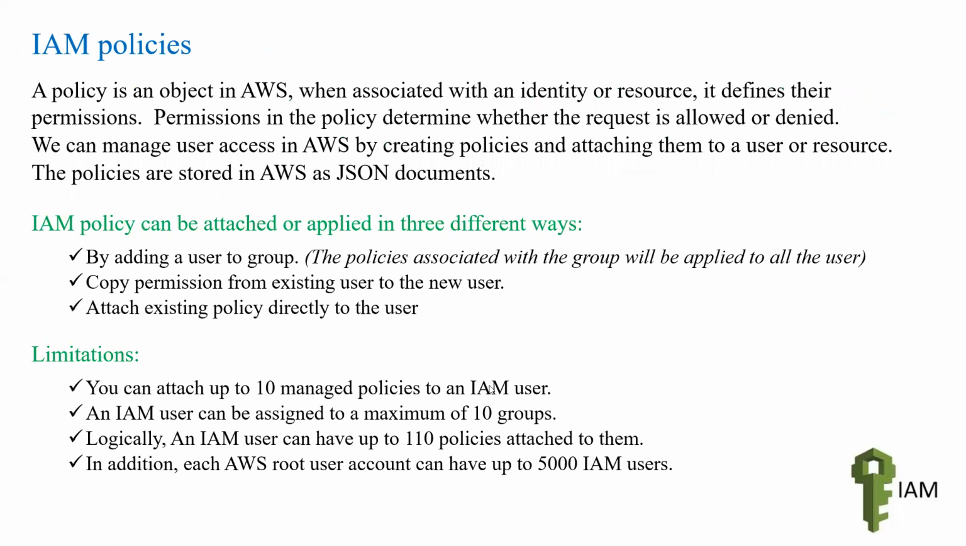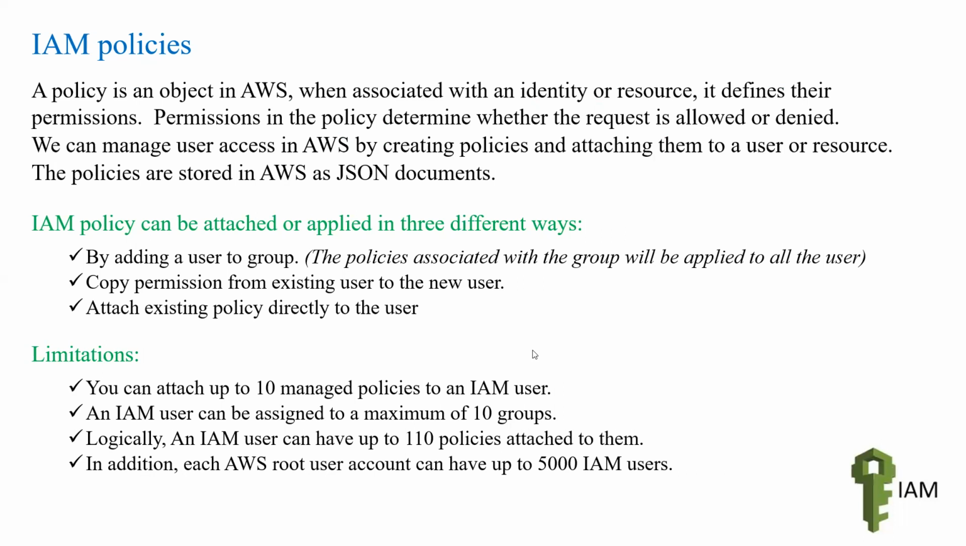All right. Next comes IAM policies. A policy is an object in AWS. When you associate it with an identity or resource, it defines their permissions. What does that mean? Here, an identity refers to the IAM user account that we create. Or a resource. What is that resource? It could be an API, application programming interface. So a policy can be attached to either a user account, an IAM user account, or to an API.